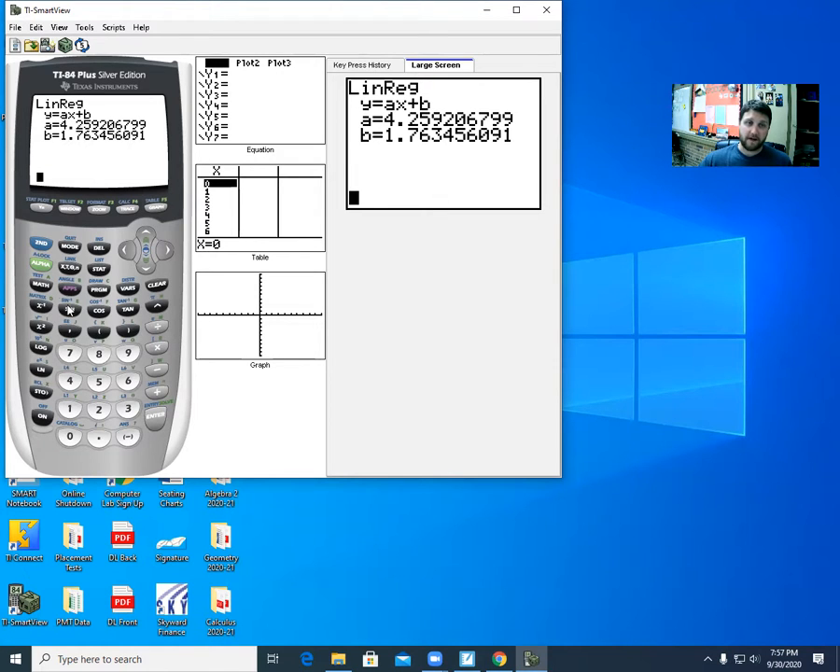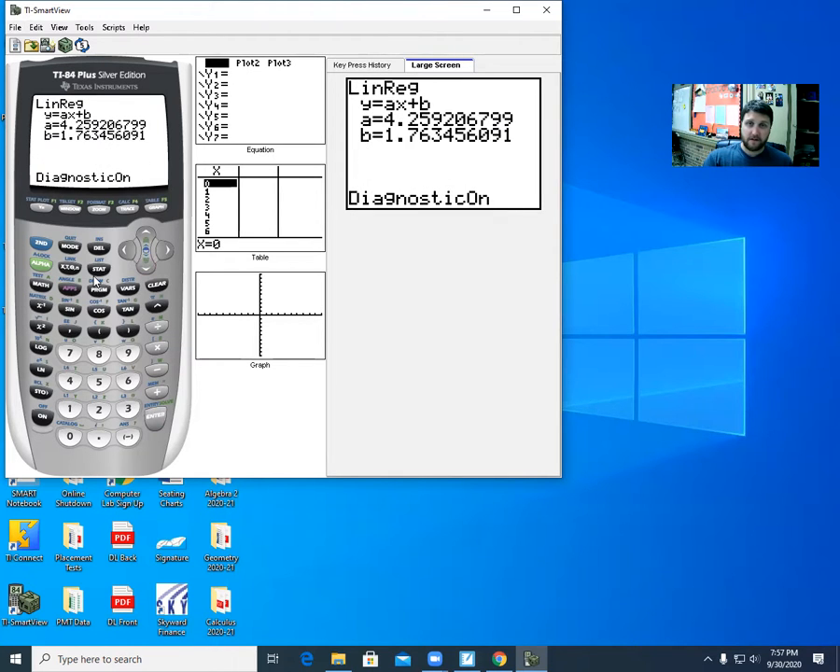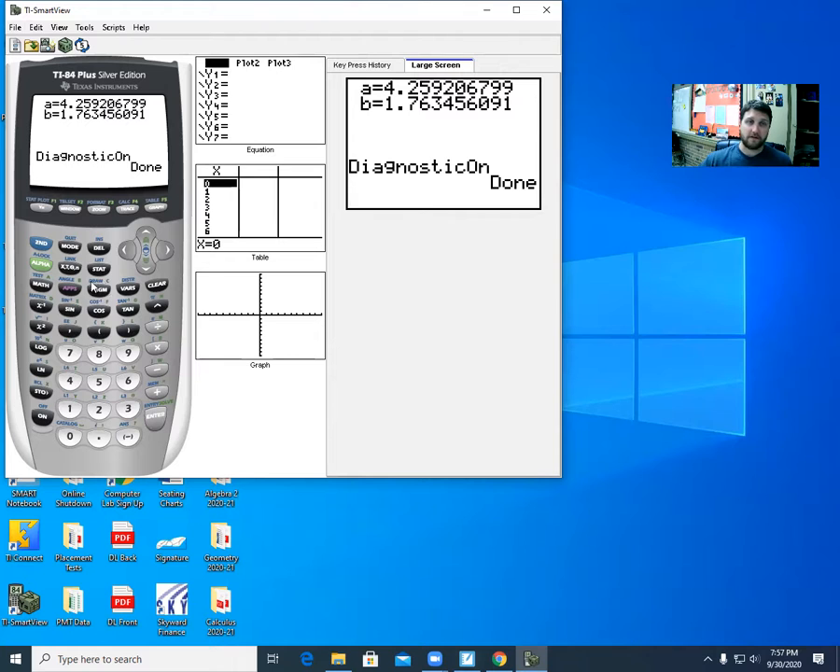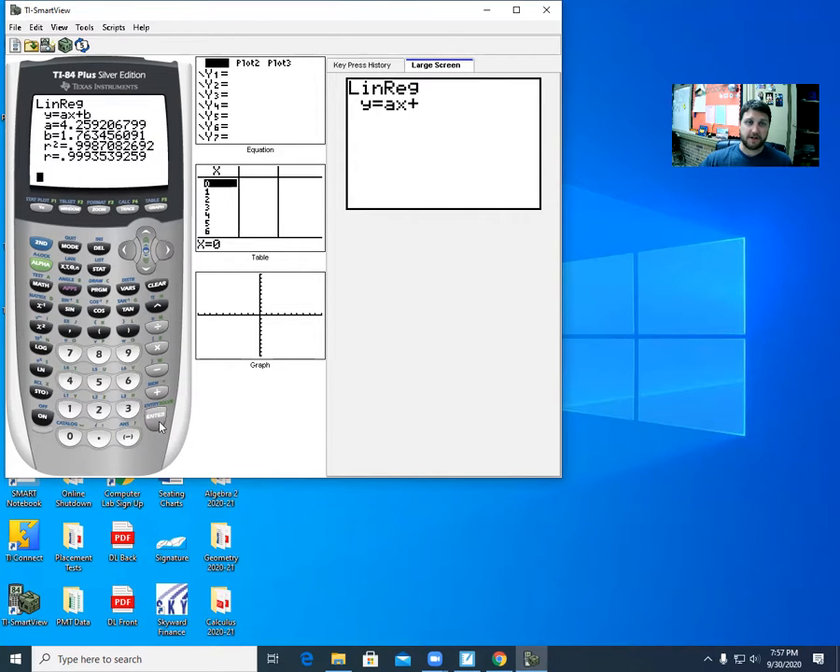If you want to know what the R value is, this may be something we use, may not be something we use, but if you want to do this, you're going to hit second 0, hit the matrix button to get to D for the catalog, and then scroll all the way down until you find diagnostic on. Hit enter twice, and it will turn on R values. So now if I do the exact same thing that I just did, go to my linear regression, it's going to give me my R value, and that R value is almost 1 because it's almost a perfectly straight line.